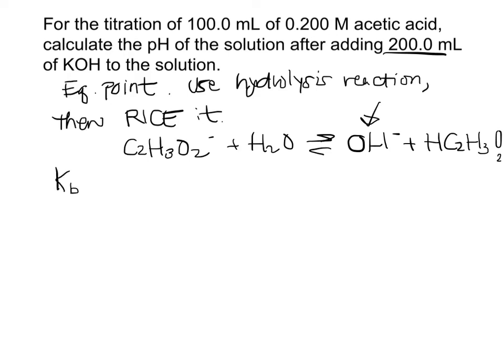So I'm not going to calculate Kb. I'm not going to show the work for calculating Kb. You guys know how to calculate Kb from Ka. So I got 5.6 times 10 to the negative 10.